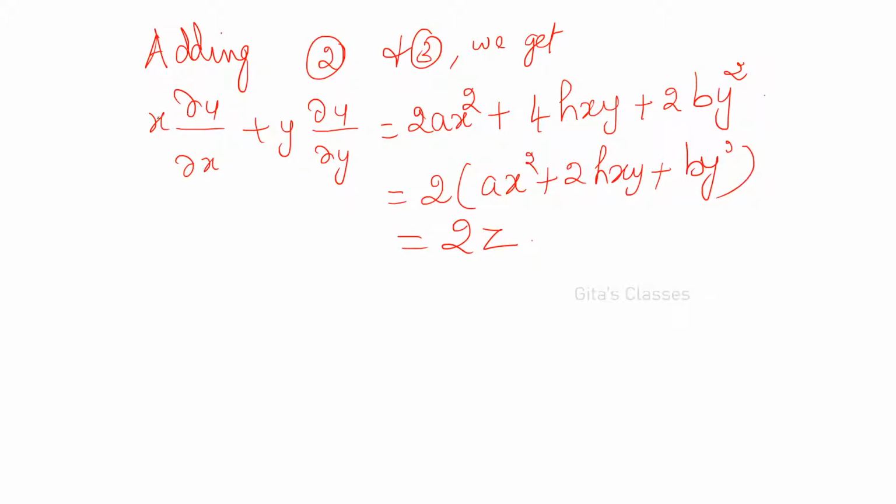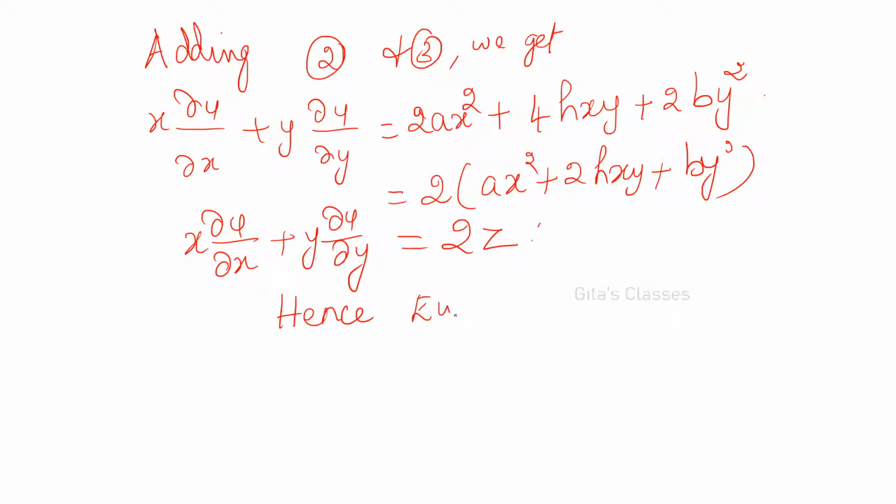The left hand side we started with, x into dou u by dou x plus y into dou u by dou y, is equal to 2z. Therefore, we have proved that x into dou u by dou x plus y into dou u by dou y is equal to 2z. Therefore, the theorem is verified. Hence, Euler's theorem is verified. If it is a homogeneous function of degree n, definitely it will satisfy this equation.